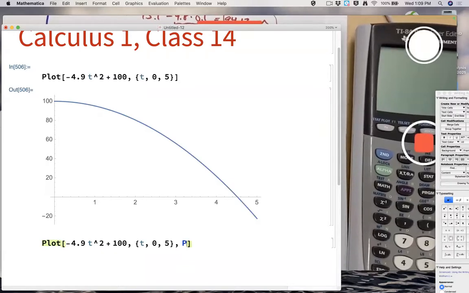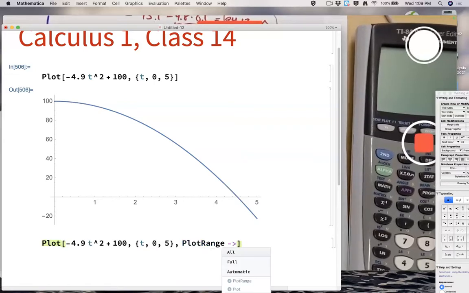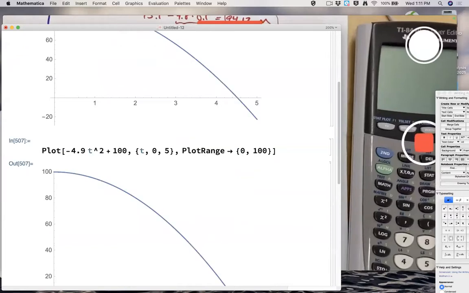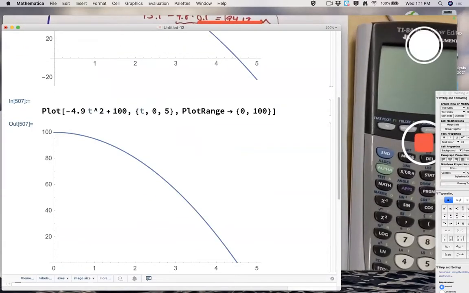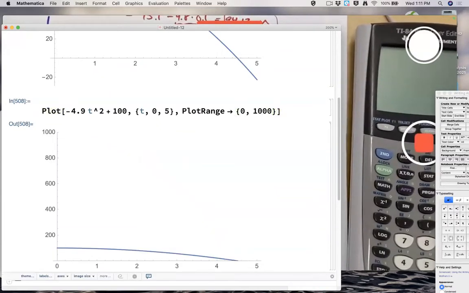You type PlotRange with a capital P and a capital R. And then arrow, you make an arrow by doing a minus sign and a greater than sign. And then you make a list with curly braces with the Y min and the Y max inside separated by commas. And watch, this arrow will magically change into an arrow. Woo! It just magically morphed into an arrow there. There we have the graph on a slightly different Y range. I could change this 100 to 1,000. Now it made the Y range 0 to 1,000.